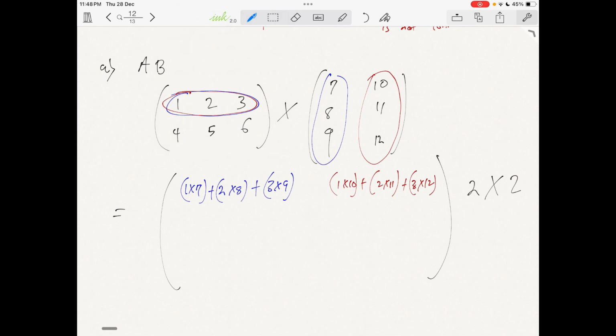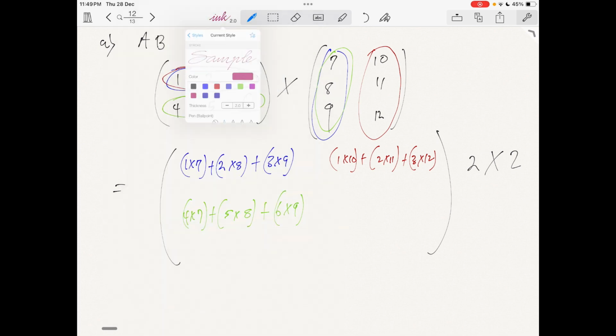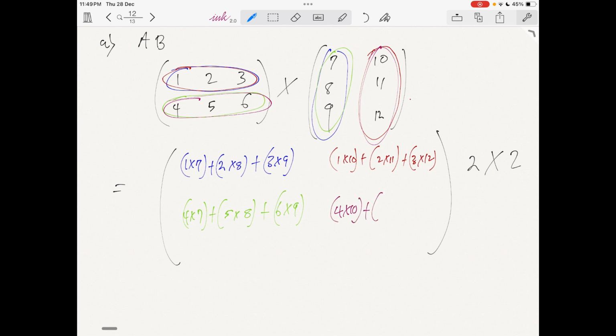And we move on again to the second row of A multiplied by the first column of B. So we will have 4 times 7 plus 5 times 8 plus 6 times 9. Now having done that, we move to the last: 4 5 6, the second row, multiplied by the second column. That will give us 4 times 10 plus 5 times 11 plus 6 times 12.